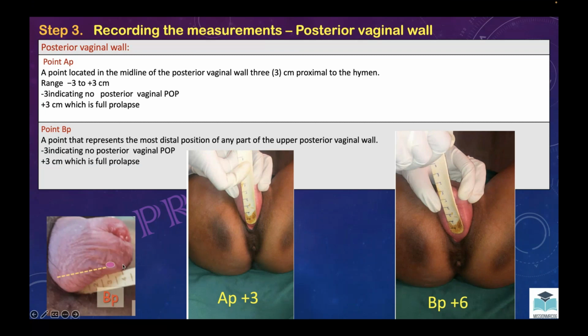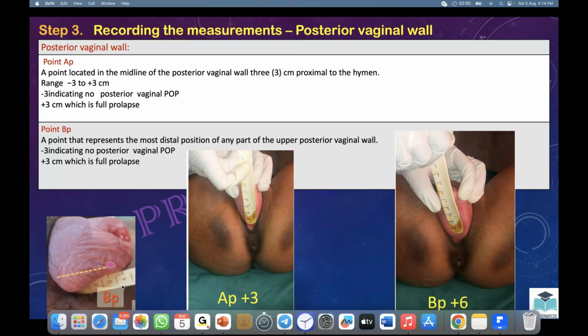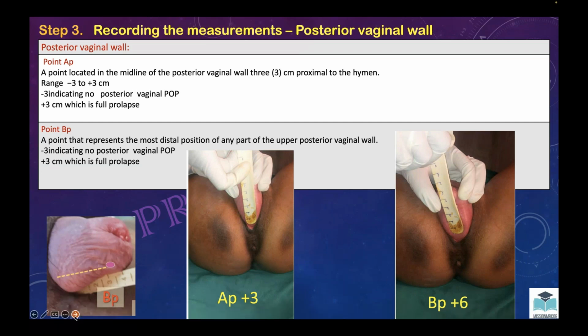So when there is no prolapse, AP and BP will be -3. When it is full prolapse, it will be +3. Is it clear about the recording of posterior vaginal wall? Any question, people? Okay, no question. Fine.